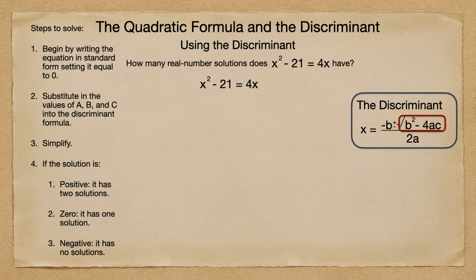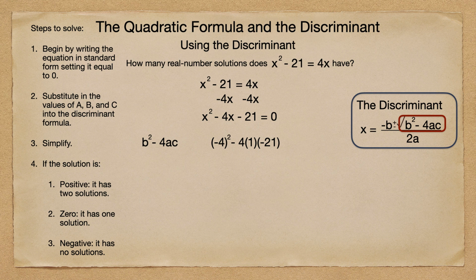So if we're going to use the same equation, we have x squared minus 21 equals 4x. Again, our goal is to get it into the standard form, get it set equal to 0. Then we're going to plug my a, b, and c term into the discriminant. So we end up with negative 4 squared minus 4 times 1 times negative 21.